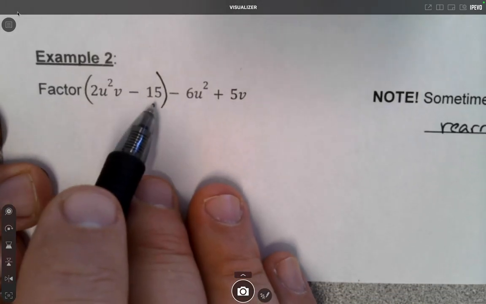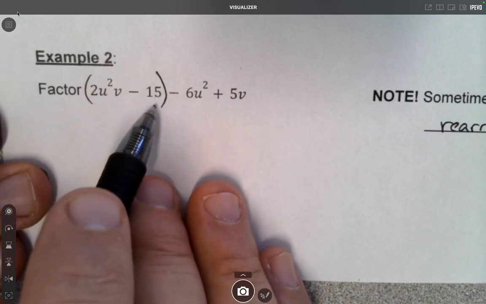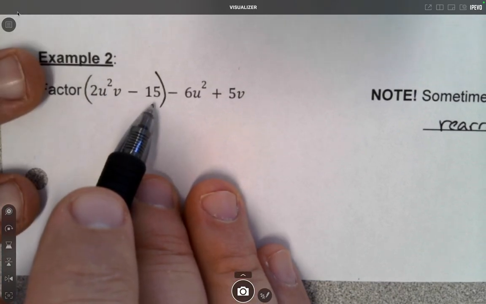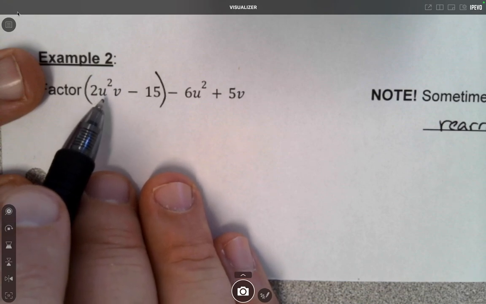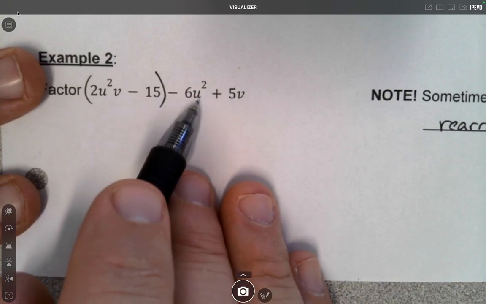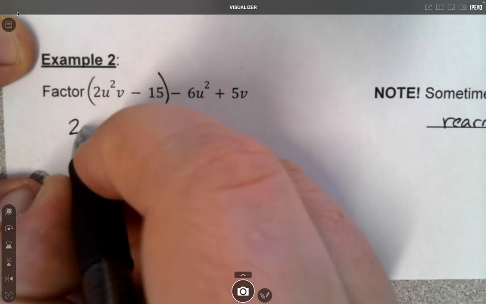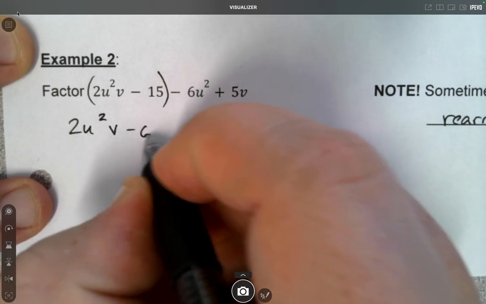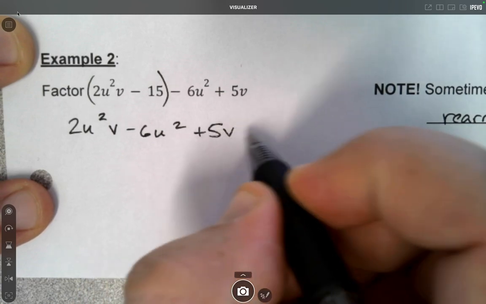What do these 2 pieces have in common? Nothing. 2 and 15 don't have anything that goes into both of them. This is the only piece with variables. This has none, so that would be no good. So instead, we say, okay, what would make more sense to pair with the 2? Well, it seems like the 6 would be good because it has u squared, and 2 and 6 are both even, so we will be able to factor out a number also. So 2u squared v, then keep the minus sign, minus 6u squared, and we'll put the 5v next and the 15 last.